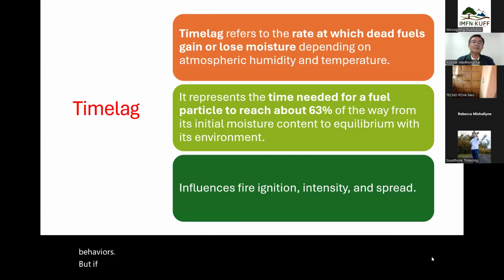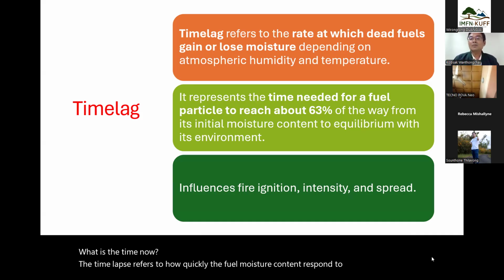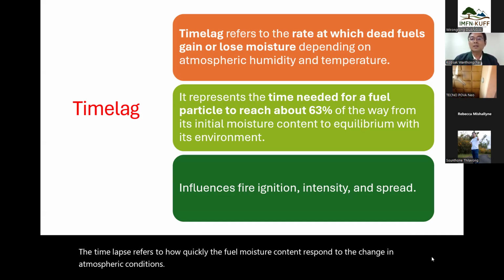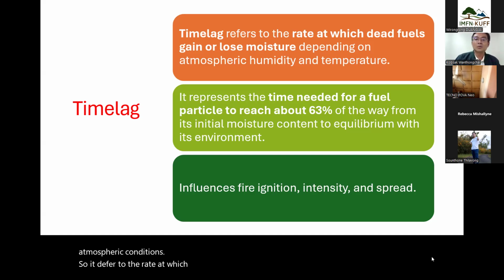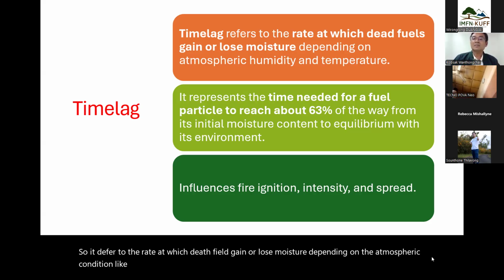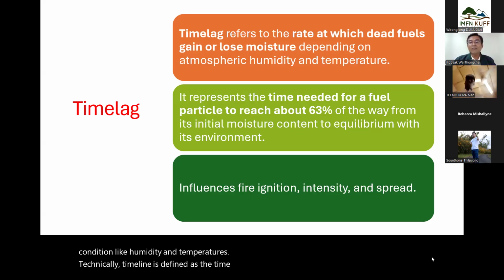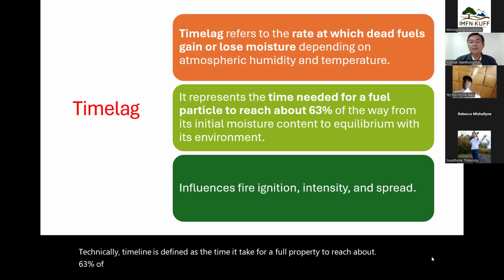But if you classify the forest fuel based on the term that we call time lag, what is the time lag? The time lag refers to how quickly the fuel moisture content responds to changes in atmospheric conditions. So it refers to the rate at which the fuel gains or loses moisture, depending on atmospheric conditions like humidity and temperature. Technically, time lag is defined as the time it takes for a fuel to reach about 63% of the difference between its current moisture and environmental equilibrium.